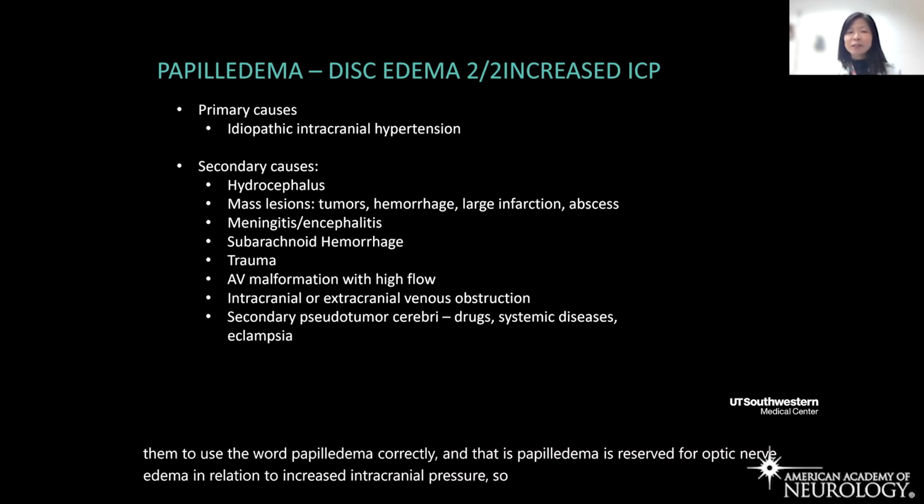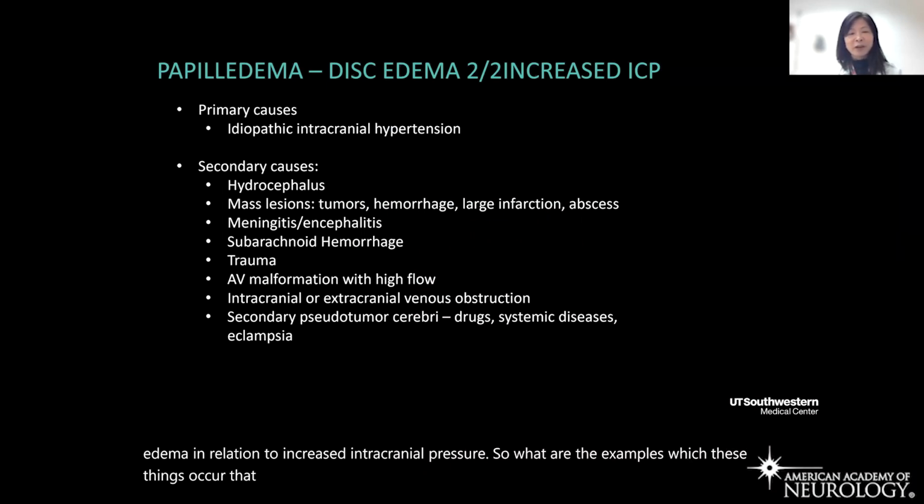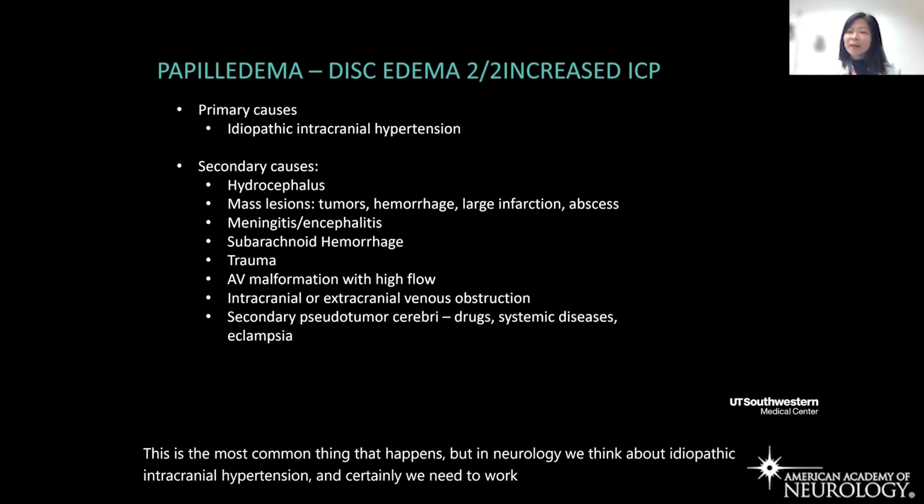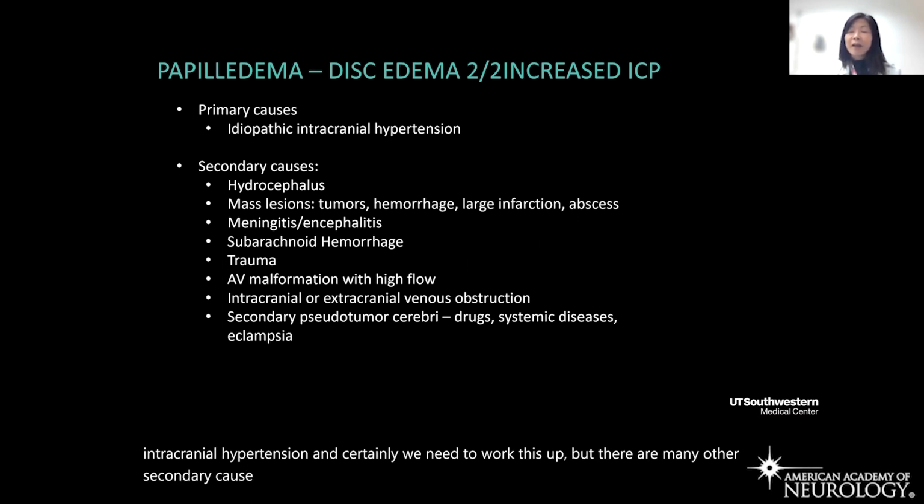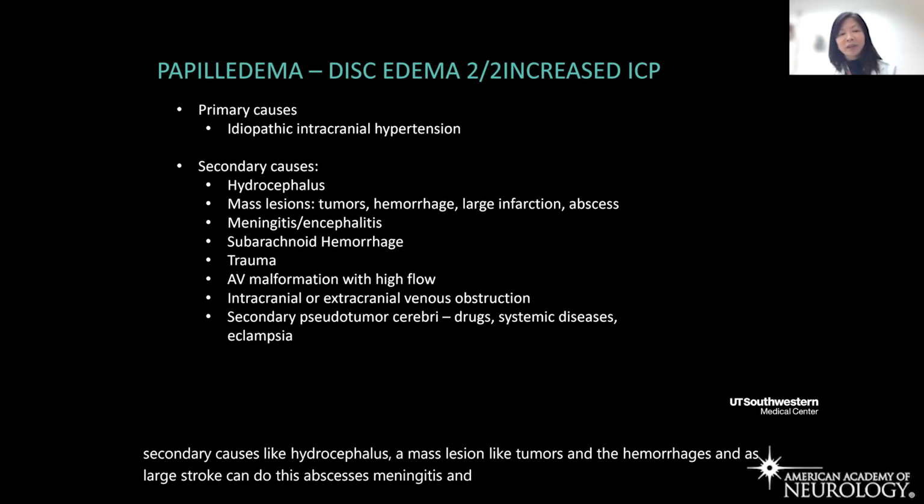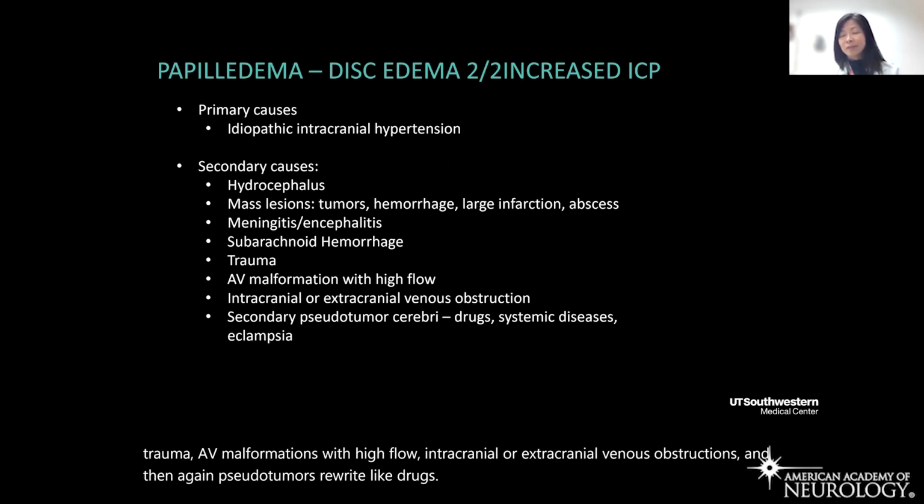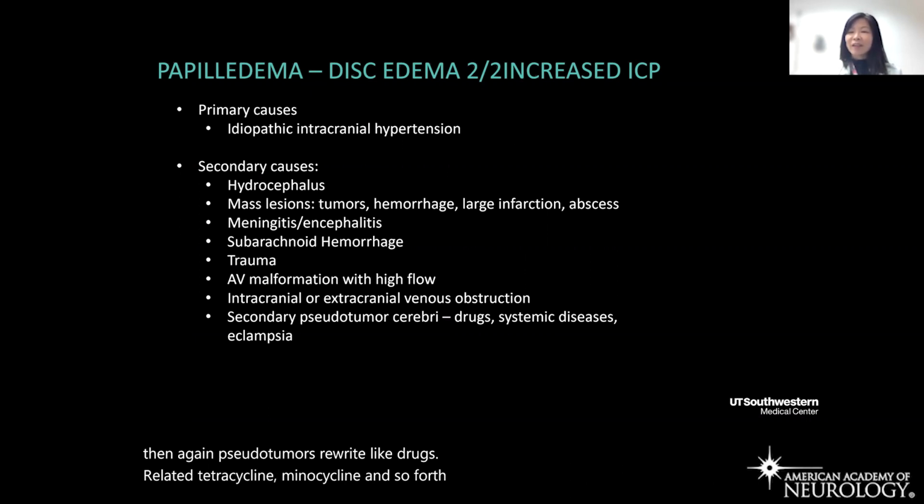So what are the examples in which these things occur that can cause increased intracranial pressure? The most common things that people think about, not that this is the most common thing that happens, but in neurology, we think about idiopathic intracranial hypertension, and certainly we need to work this up. But there are many other secondary causes like hydrocephalus, a mass lesion like tumors and hemorrhages, and a large stroke can do this, abscesses, meningitis, encephalitis, a subarachnoid hemorrhage, trauma, AV malformations with high flow, intracranial or extracranial venous obstructions, and then again, pseudotumor-related causes like drugs, tetracycline, minocycline, and so forth, systemic diseases, or eclampsia.